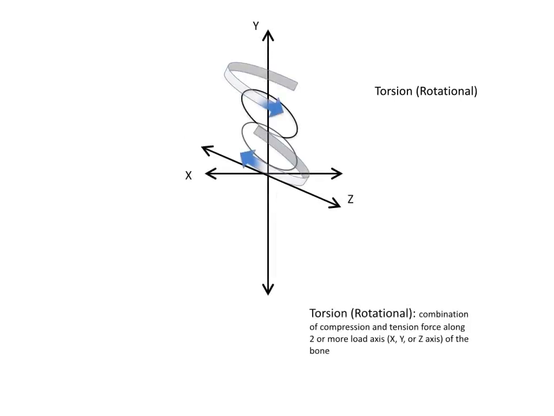Next, we have what's referred to as torsion. Torsion is a rotational force that is a combination of compression and tension along or within two or more of the axis of the bone.